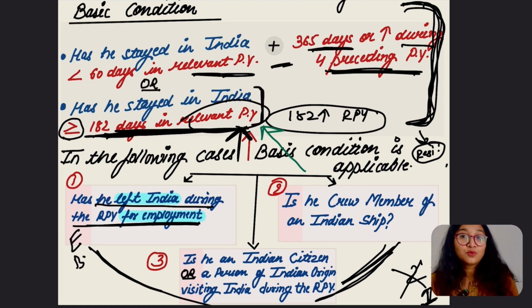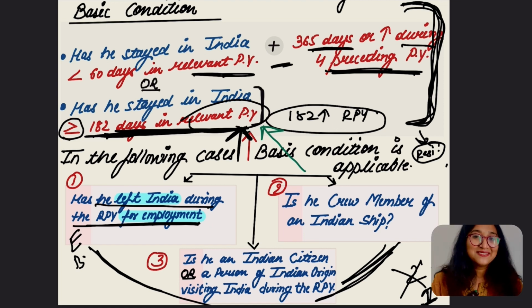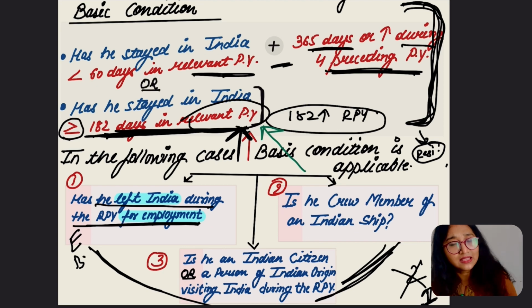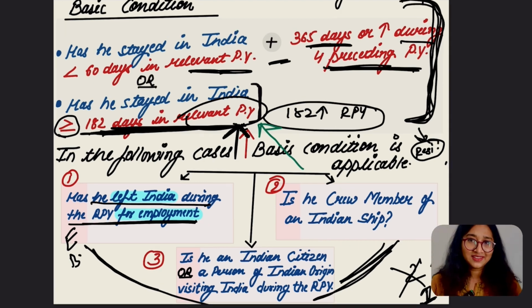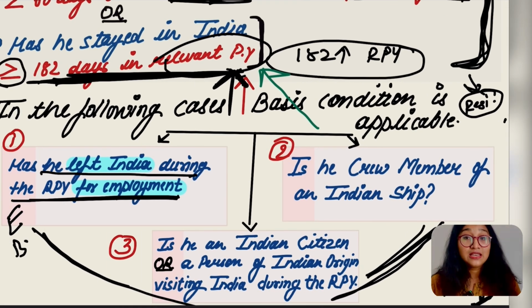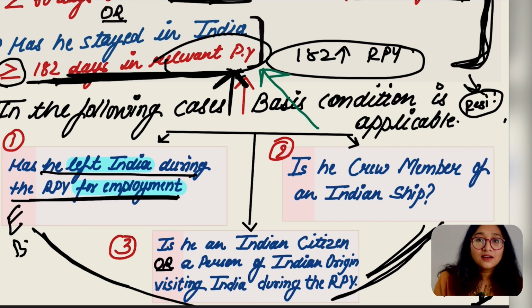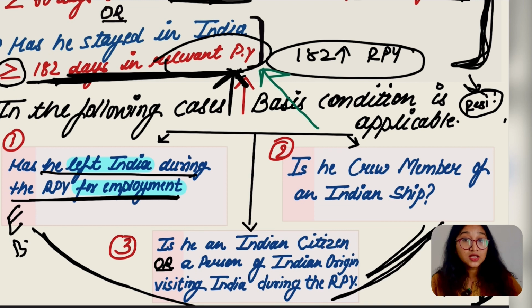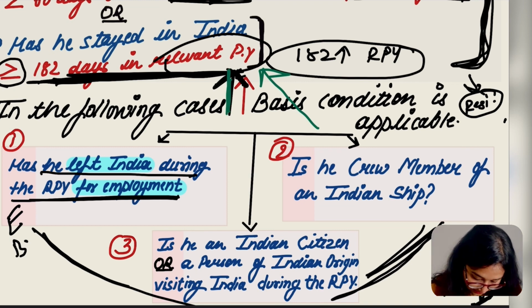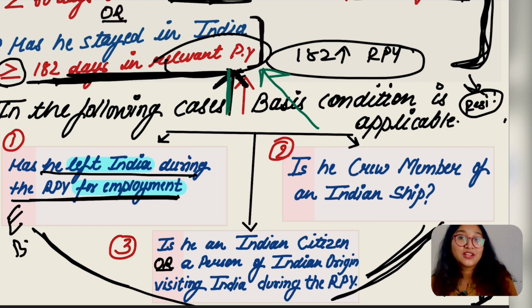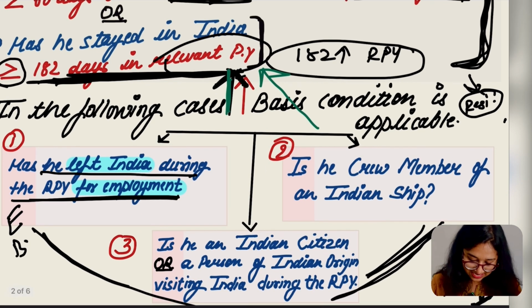If he has stayed more than 182 days in the relevant previous year, then only he will be a resident of India, okay. If the individual left India and he is a crew member of an Indian ship, we are talking about India, so we are going to take only an Indian ship. If a person left India or he is a crew member of an Indian ship, in that case which basic condition are we going to take? The second one, right? This part, which is more than 182 days in the relevant previous year. Is it clear? Yes, this part was clear.